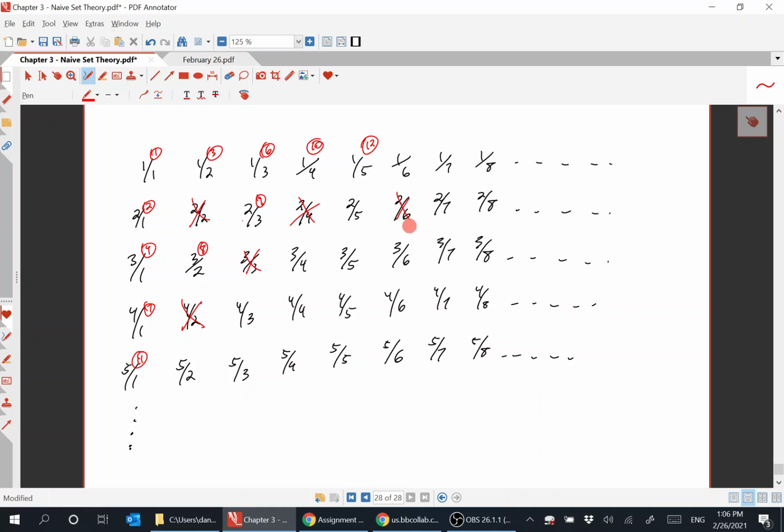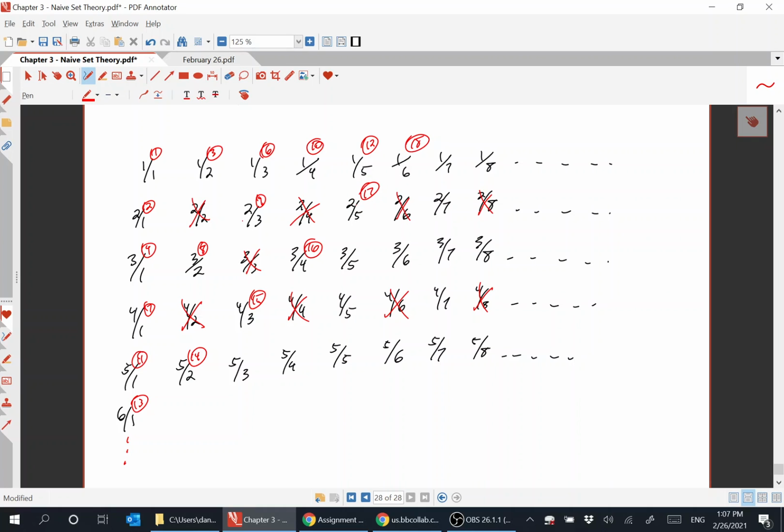So 2/6 is the same as 1/3. 2/8 is the same as 1/4. The ones over 3 are all in lowest terms, of course. That's not 4 over 6, 4 over 8. The ones with 5 on the top are all in lowest terms. So 12, so this is going to be 6 over 1. So that's 13. 14, 15, 16, 17, 18, so on and so forth.